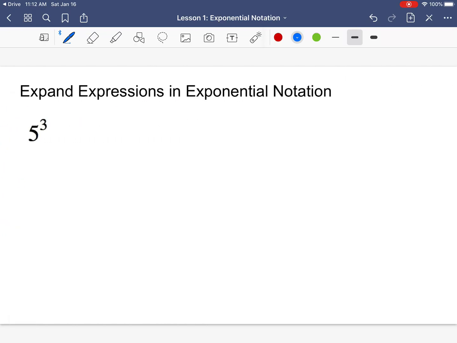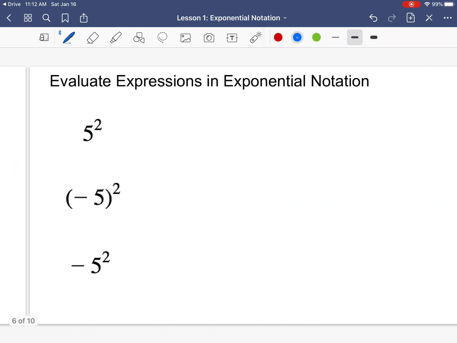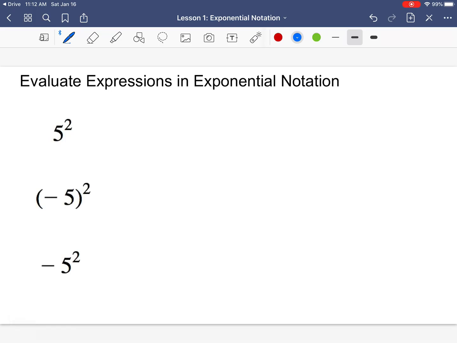To expand expressions, if you're asked to do that, it means to write out how many times the base is multiplied. So the base is 5, the exponent is 3, so 5 is multiplied 3 times. 5 times 5 is 25, and then 25 times 5 is 125. So here we have 5 to the power of 2, or 5 squared you might hear sometimes, and that's 5 times 5, which is 25.